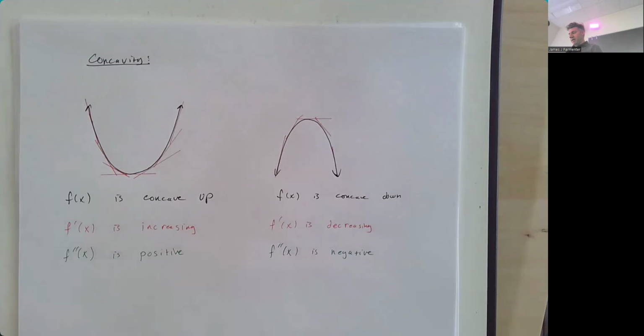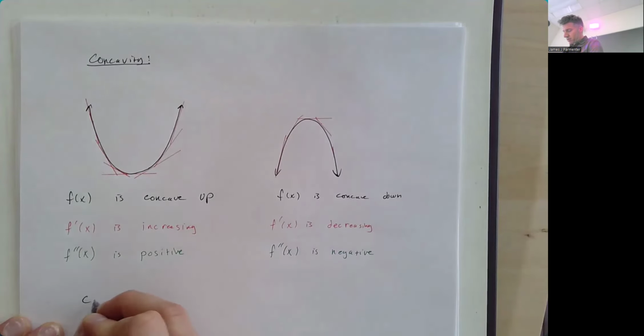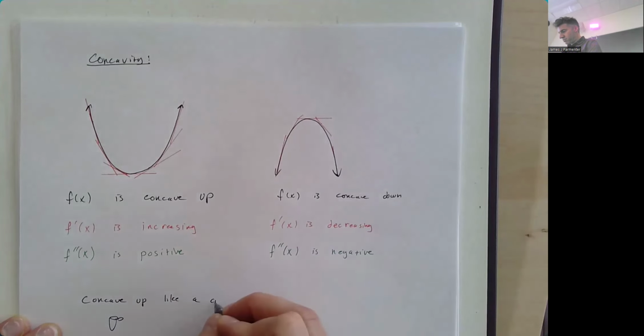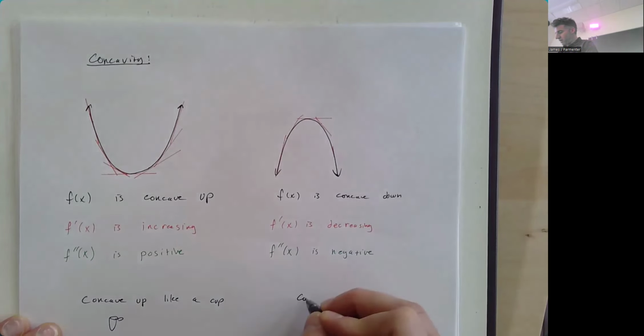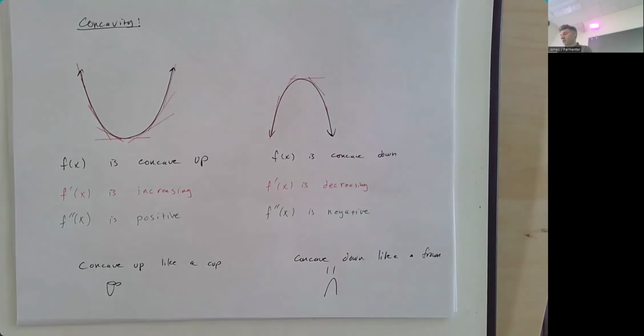One of my favorite things to say is concave up like a cup, concave down like a frown. Sounds silly, I know, but it's hard to forget. If you can see the picture, it's hard to forget. Concave up like a cup, concave down like a frown.